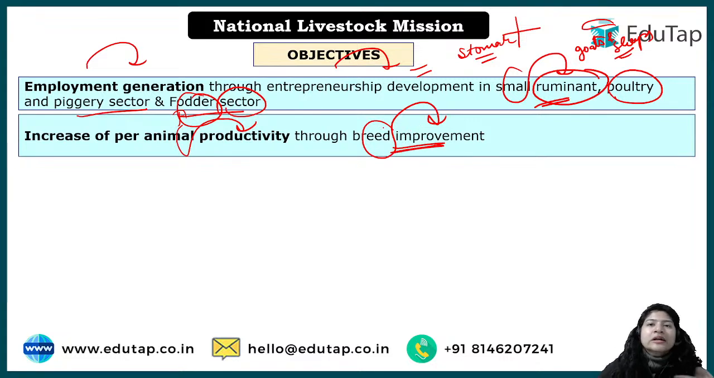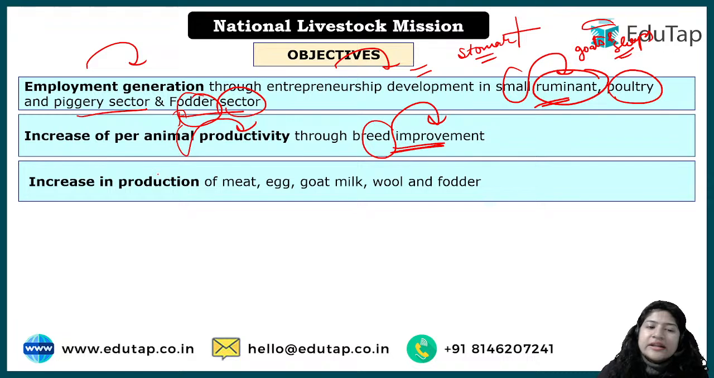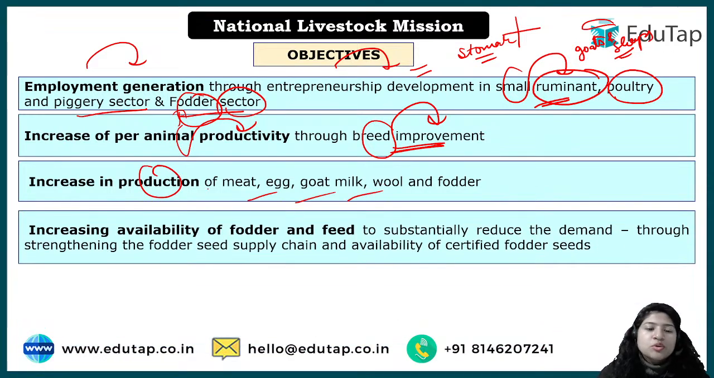What does breed mean? For example, first I'll give examples from dogs. In dogs we have Pomeranian, German Shepherd, Labrador. These are the breeds, right? Similarly in goats, sheep, poultry, pigs also we have different names, different breeds that exist. So there should be improvement in these breeds. Then production will increase, definitely meat, egg, all of these will increase.